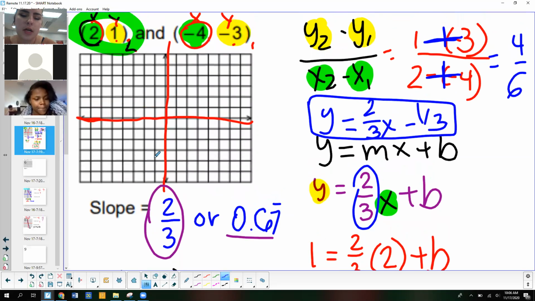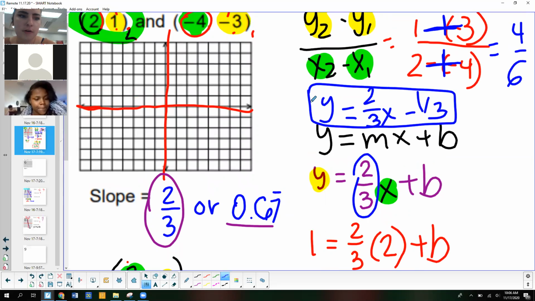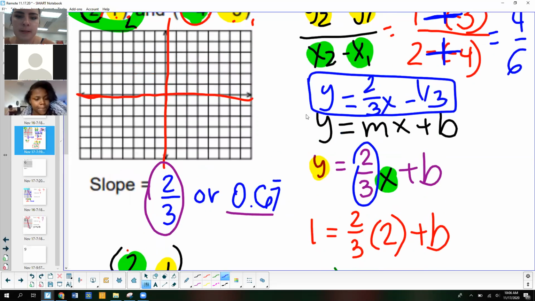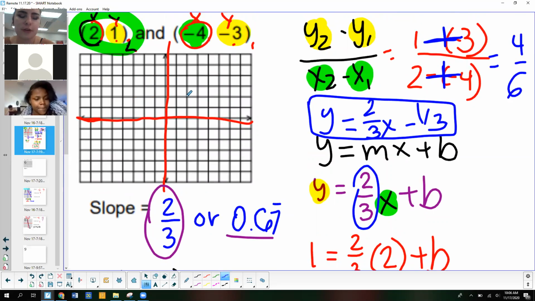Good, Maya. And I know it's kind of all over the place. It's kind of hard to write since I don't have a big board and I'm trying to make sure I get everything written down for you guys to see.